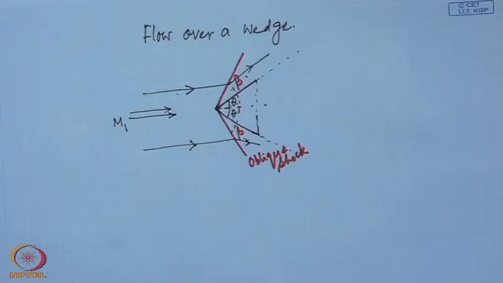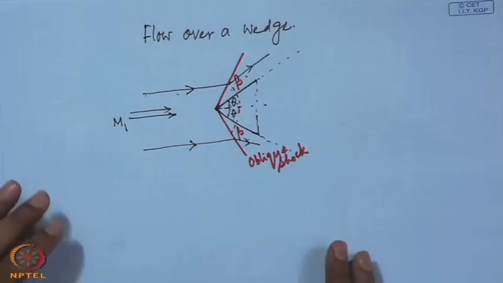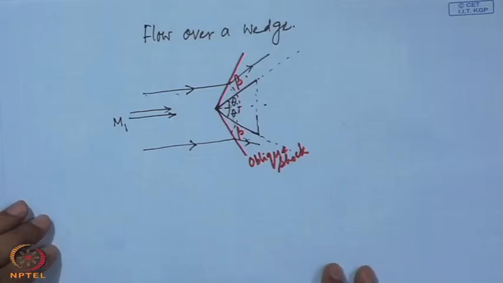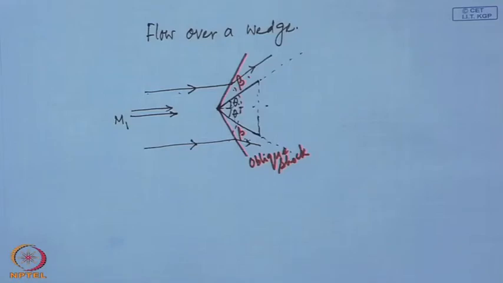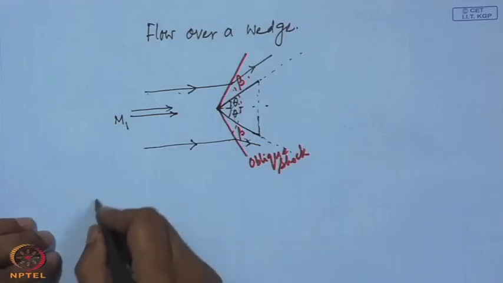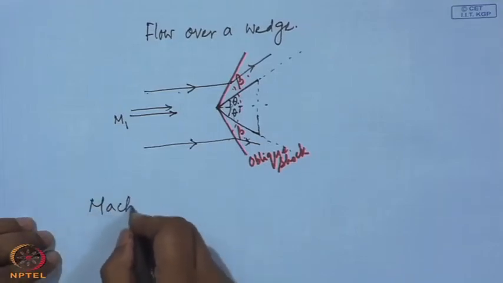Now, we will come to one more situation. Let us say that the flow downstream remains supersonic. The wave angle beta decreases with decrease in the wedge angle theta. Now, when theta decreases to 0, beta decreases to the limiting value mu. So, we will consider what are called Mach lines.